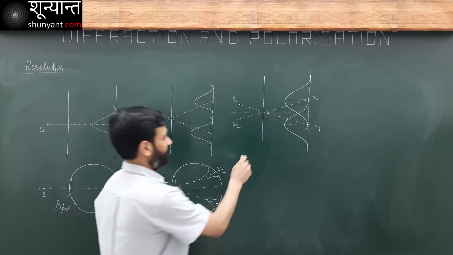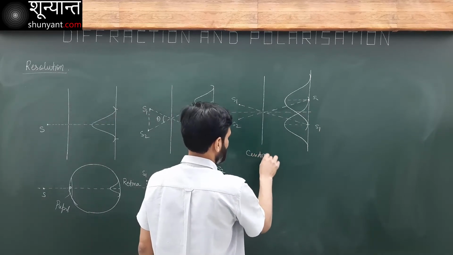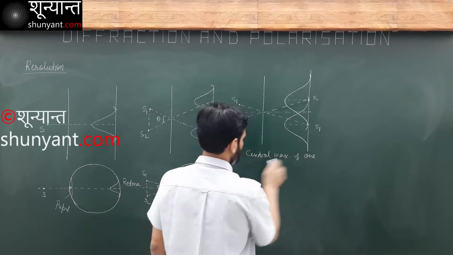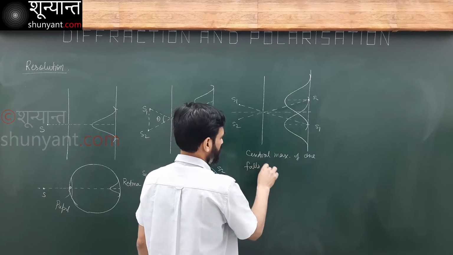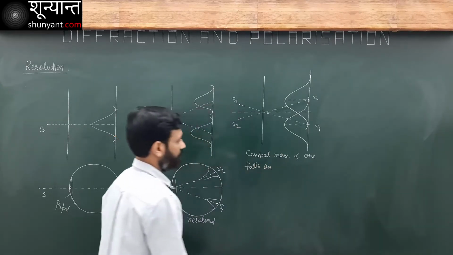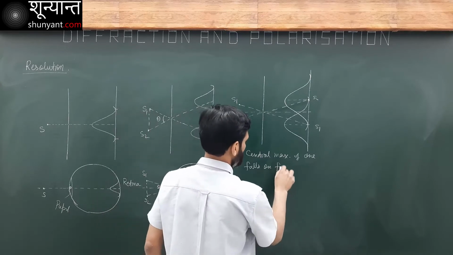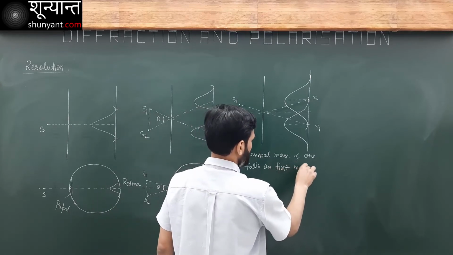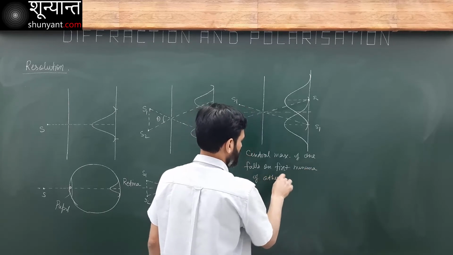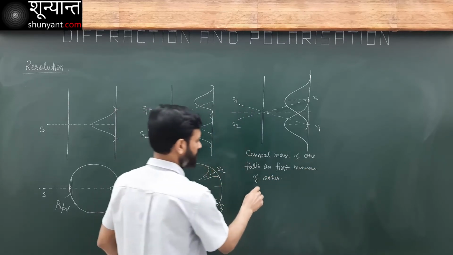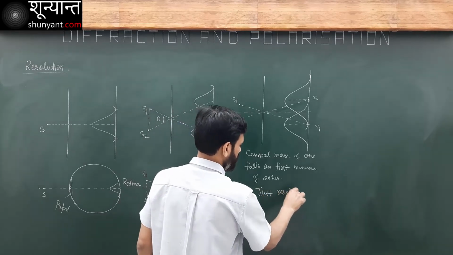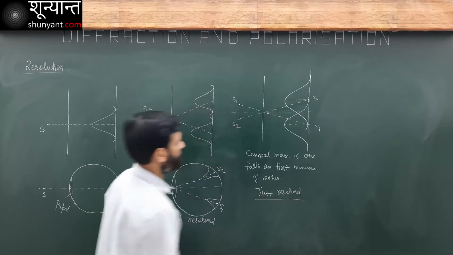Now the central maxima of one falls on the first minima of the other. This case is known as just resolved. It is just resolved.